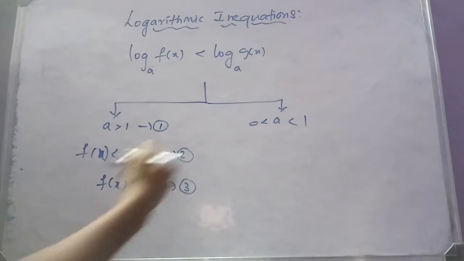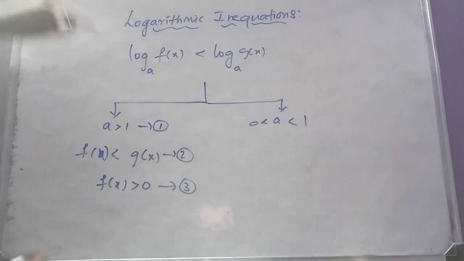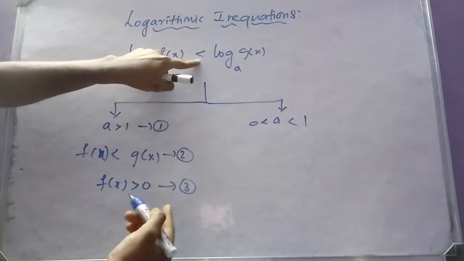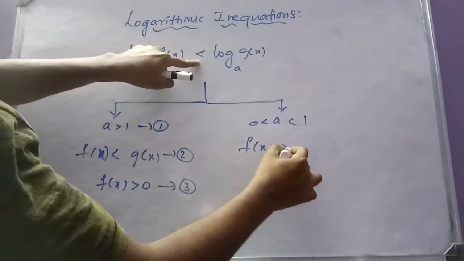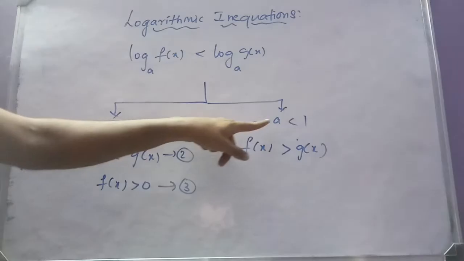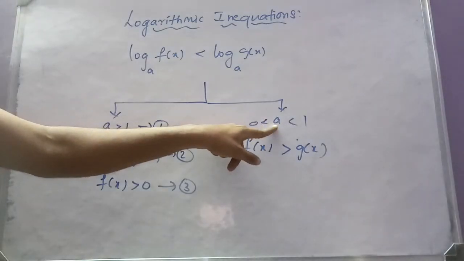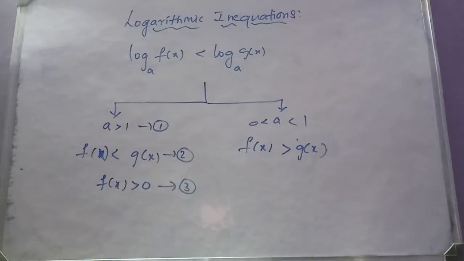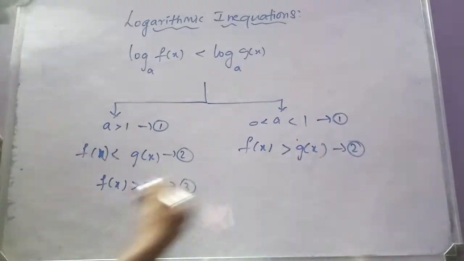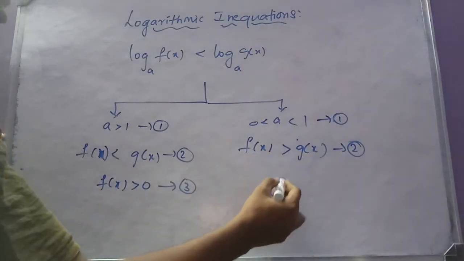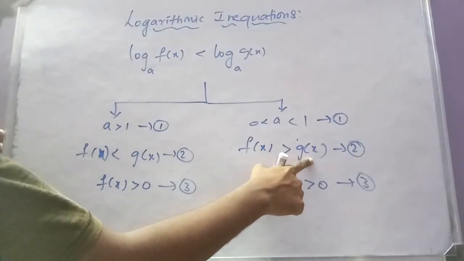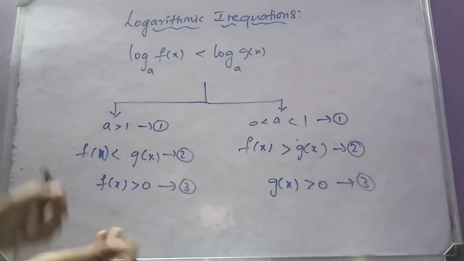Similarly, if a is a proper fraction, then what happens? We can ignore logarithm on both sides and the inequality is reversed. So you will get f of x greater than g of x. Remember, if the base a is a proper fraction, then the inequality is reversed, and at the same time, if this is the first inequality and this is second inequality, then the third inequality is that g of x must be positive. Because if you make sure that g of x is positive, automatically f of x is also positive.